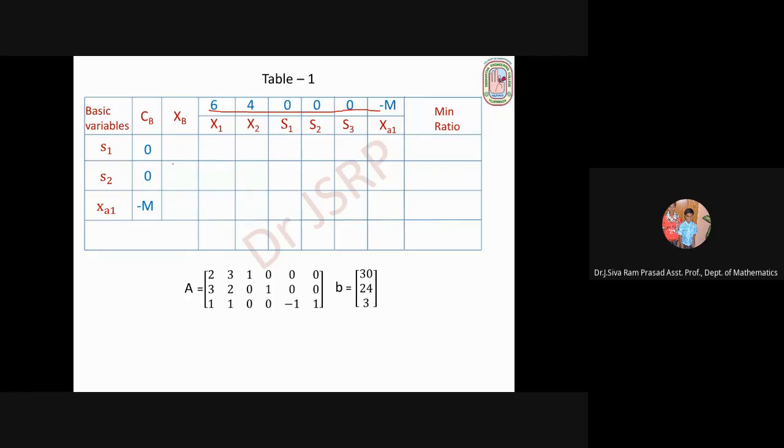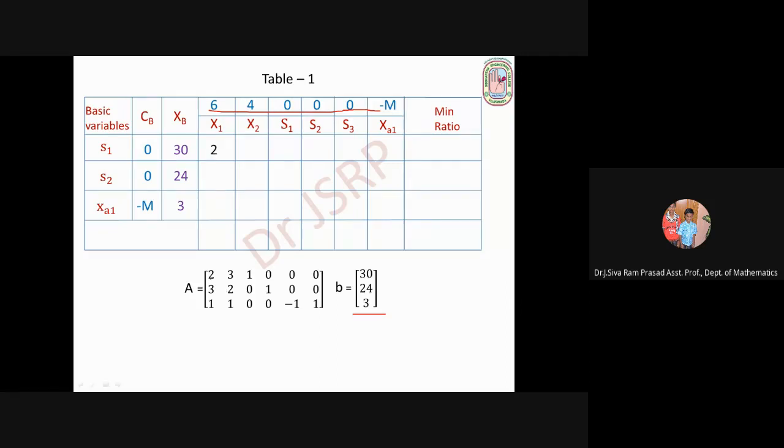Then what is the solution? XB equal to small b. Small b is this one, the right side values. First value 30, second value 24, third value 3. So this is the solution.